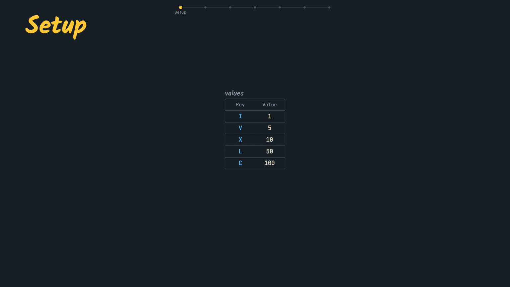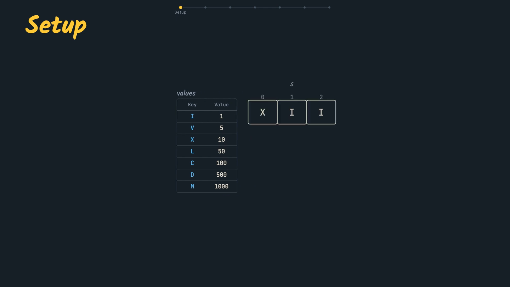First, the table. 7 symbols, each with a value. I is 1, V is 5, all the way up to M at 1,000. An easy one: XII is 10 plus 1 plus 1, 12. Stack symbols, add values, done.